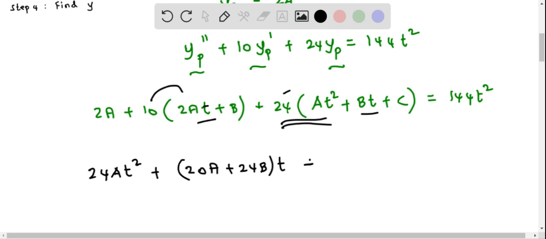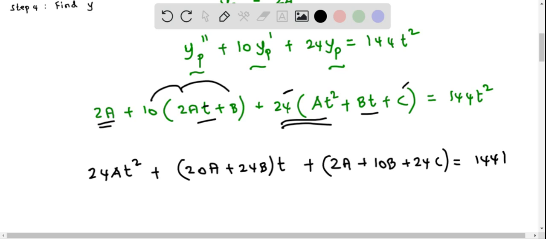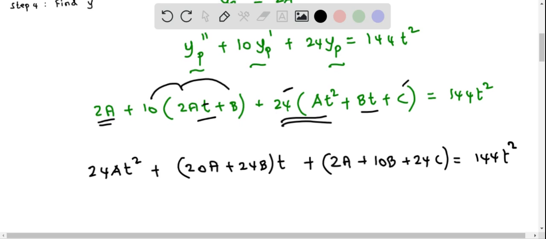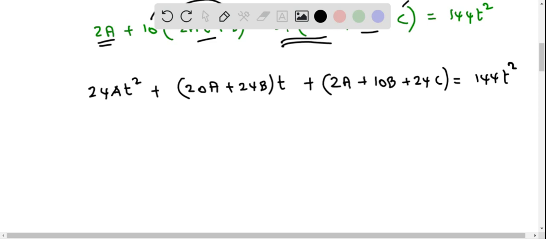Now I look for the constant term. We have 2a here, plus 10 times b, which is 10b, and then 24 times c is 24c. So this is also a constant, and this equals 144t squared. We can now equate the corresponding coefficients on both sides. On the right side, the coefficient of t squared is 144. On the left side, we have 24a.